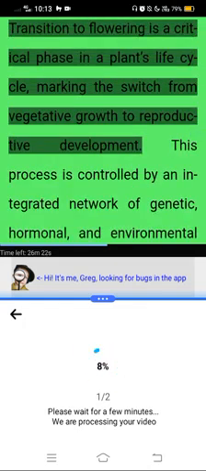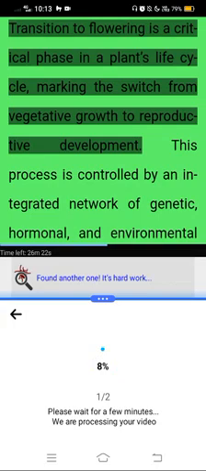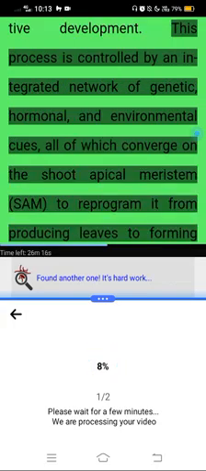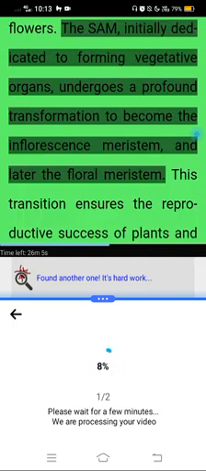Transition to flowering is a critical phase in a plant's life cycle, marking the switch from vegetative growth to reproductive development. This process is controlled by an integrated network of genetic, hormonal, and environmental cues, all of which converge on the shoot apical meristem, SAM, to reprogram it from producing leaves to forming flowers. The SAM, initially dedicated to forming vegetative organs, undergoes a profound transformation to become the inflorescence meristem, and later the floral meristem.